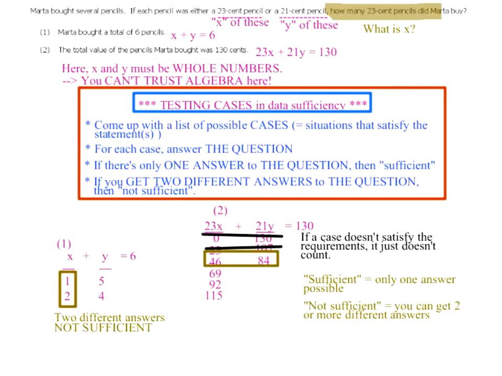Well, 69 out of 130 leaves 61. 92 out of 130 leaves 38. 115 out of 130 leaves 15. None of these are multiples of 21 cents over there. And so it turns out we're out of cases here. So there's only one possibility this time. What this means is this statement is sufficient by itself. So this is answer choice B.